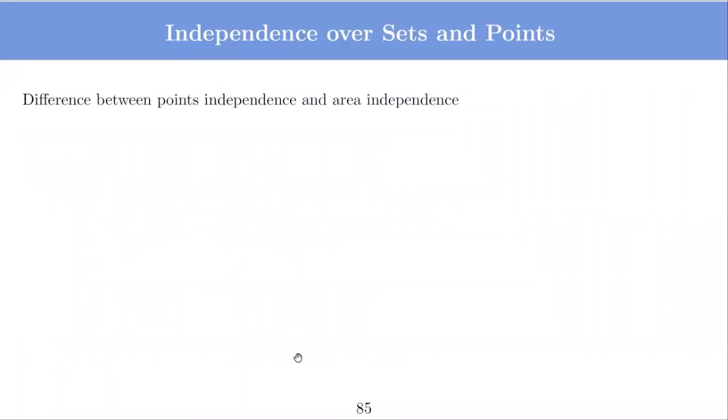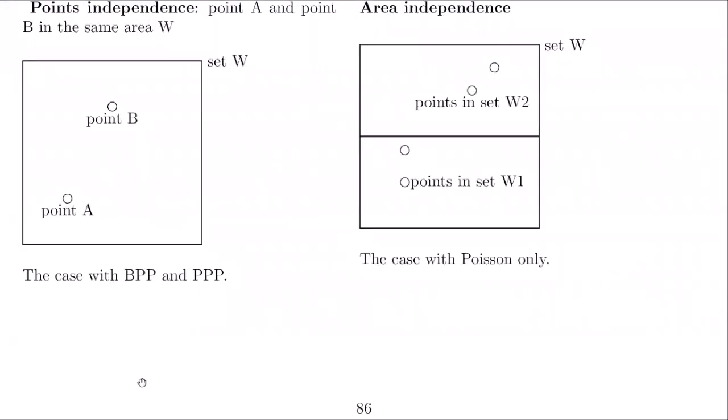The second thing I would like to cover is what independence over sets and independence over points mean. There are two different things. One is point independence, which means each point is independent. The second is set independence, or area independence: if you take two different disjoint areas, those are independent. First, point independence means the distribution of point A, where it is located, is independent of the distribution of point B. If point A is in this set, that does not change the distribution of point B. That we call point independence. Area independence means if I take these two disjoint sets W1 and W2, what is going on in this set is independent of what is going on in the other set. If we have 5 points here, that does not change the distribution of W2.